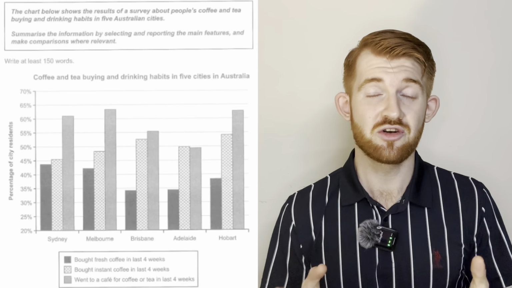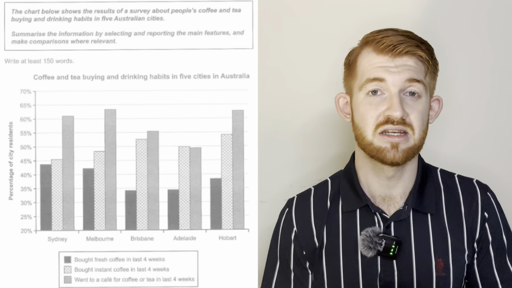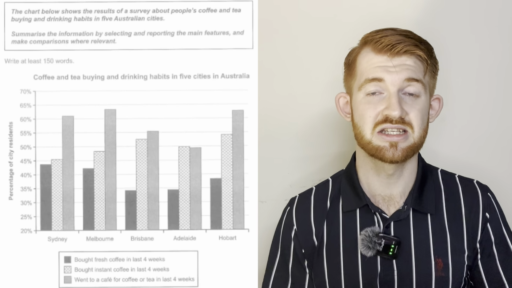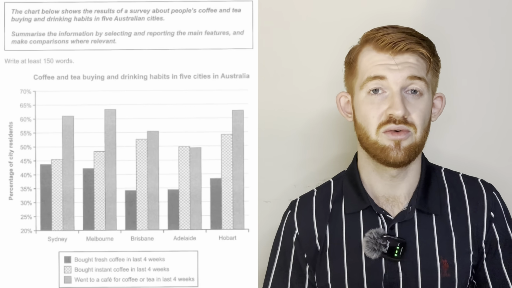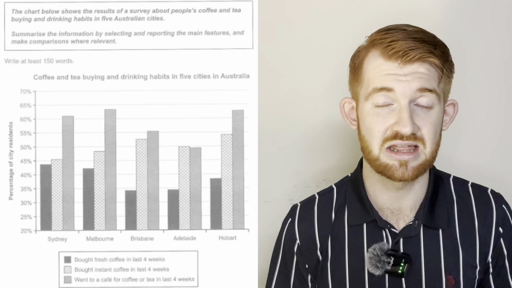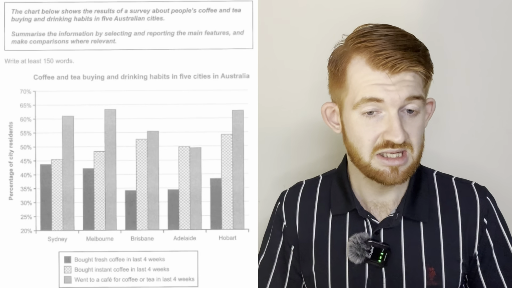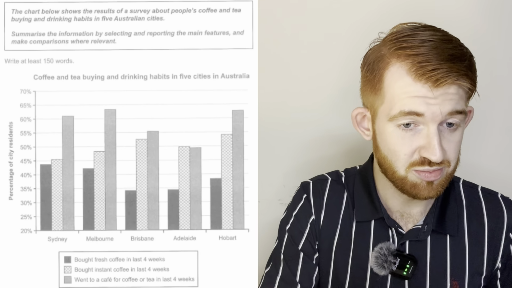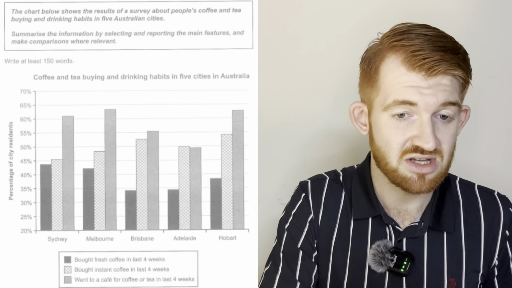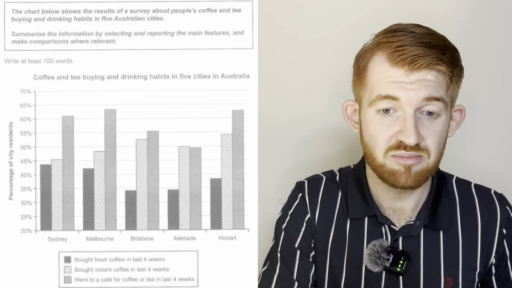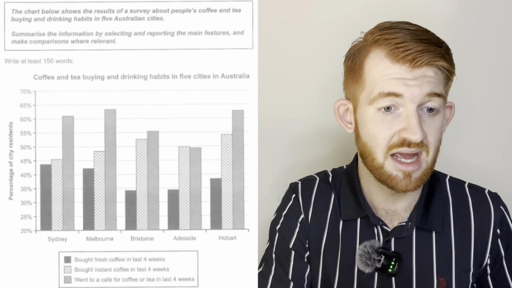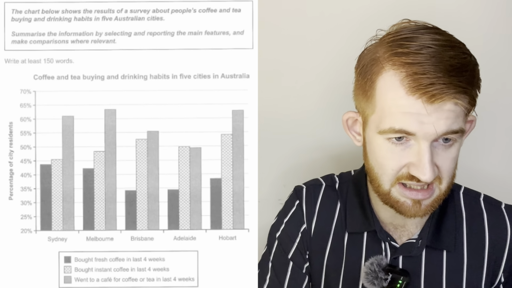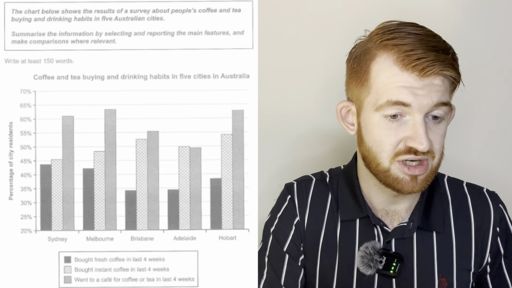Now, the first thing that we need to do is not start writing. The first thing is we need to understand what we are looking at. So, if we take a deeper look at this question here, we can clearly see, based on the title, that we are looking at a triple bar graph that is showing the results of a survey about people's coffee and tea buying and drinking habits in 5 Australian cities. We can see that it's measured in percents.